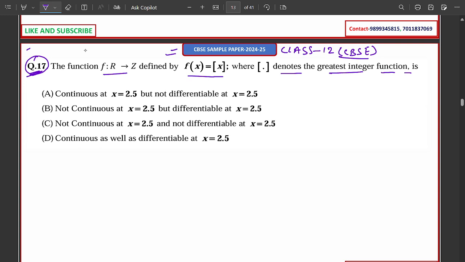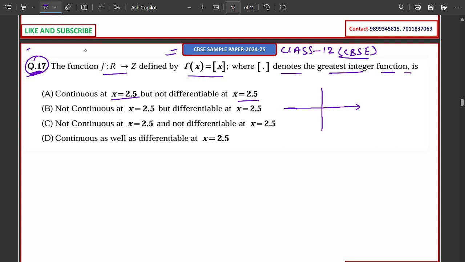The option is: the function is continuous at 2.5 but not differentiable at this, and the key point. So all these are the options for this question. First of all, let us understand the concept of this question. So we all know, for the continuous function, let us understand this question with the help of the graph.